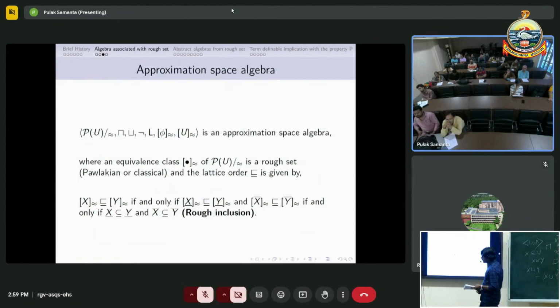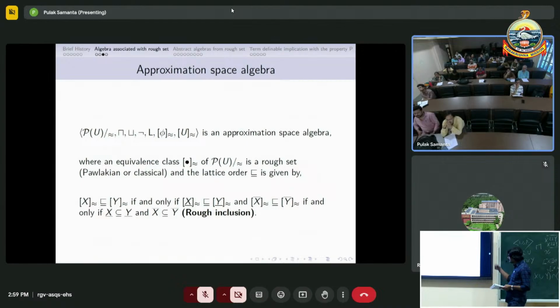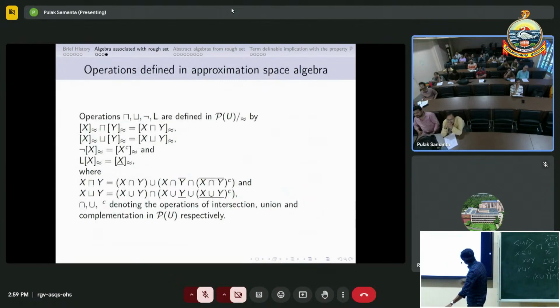Within this approximation space algebra, it forms a bounded distributive lattice, which is actually a De Morgan lattice that satisfies a few properties. I am coming to them later. Here the lattice order is defined like this, and we call this lattice order rough inclusion. This operation I have already mentioned.